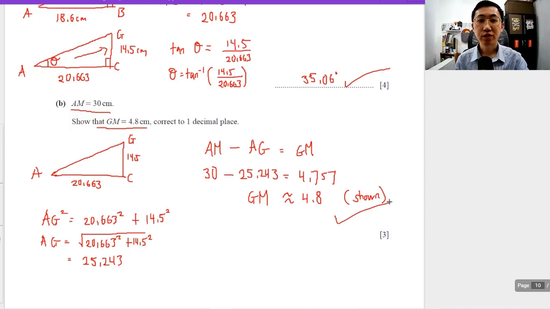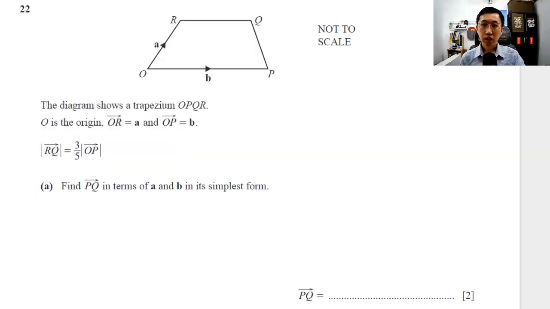Okay, done. So that is actually 21B. Last question for this paper. So let's read. The diagram shows the trapezium OPQR. Okay, O is the origin, OR is labeled as vector A, OP is going to be labeled as the vector B. Okay, so they tell you vector RQ is actually 3 out of 5 from the vector OP.